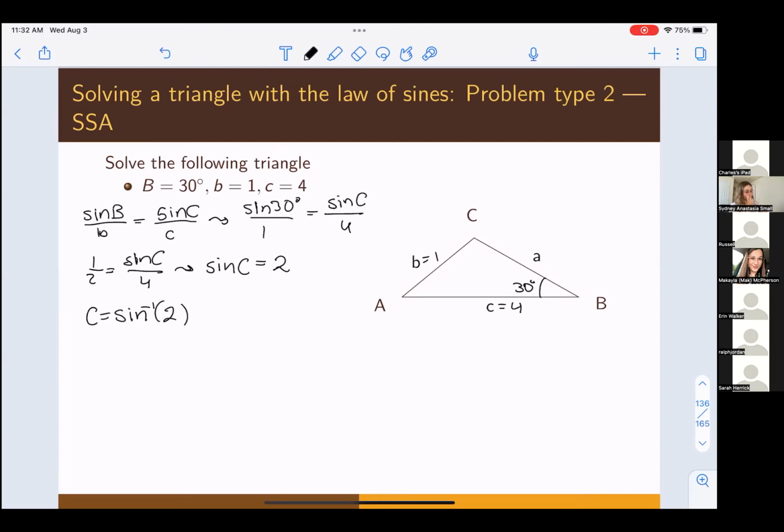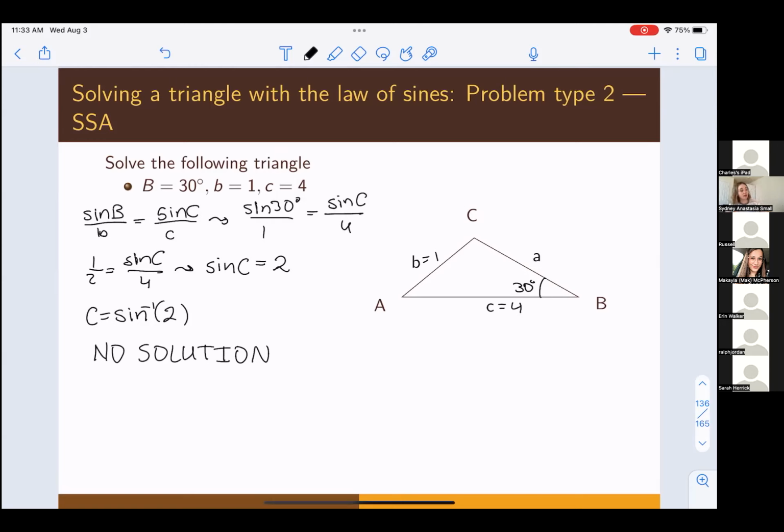Remember, this right here is a y coordinate. It is an ordinate on the unit circle. So we're looking for an angle C whose y coordinate on the unit circle is 2. The unit circle whose radius is 1. There is no solution to this. If you plug this into your calculator, you should get an error message, and that is because there is no angle with a sine greater than 1.